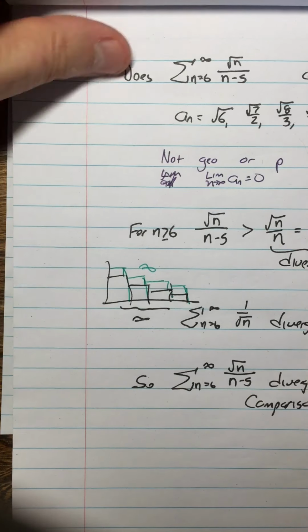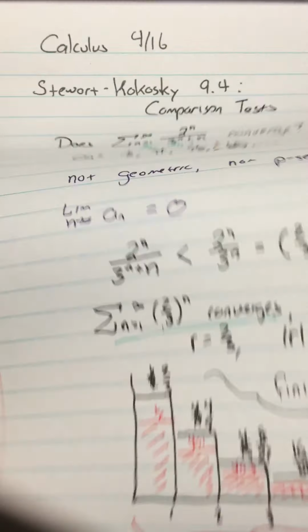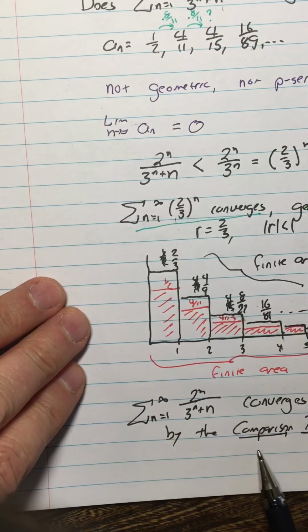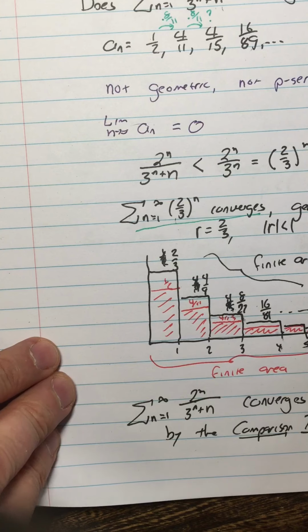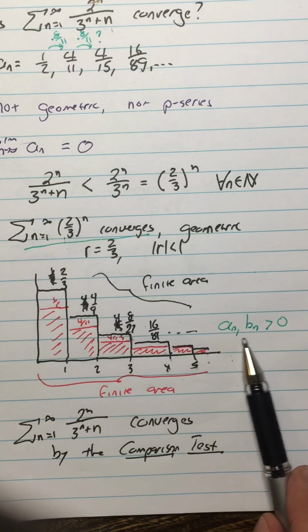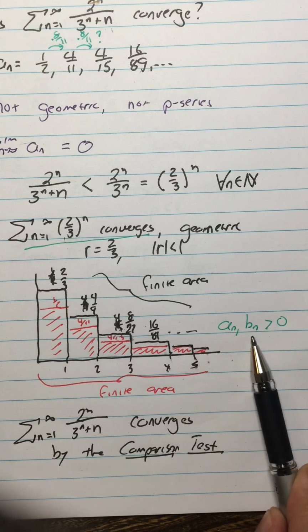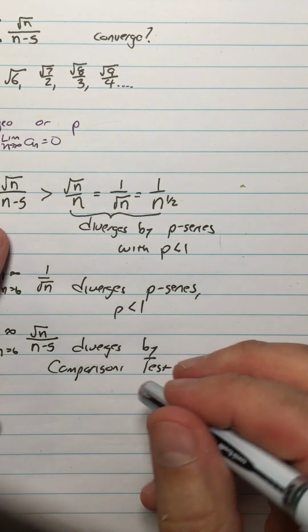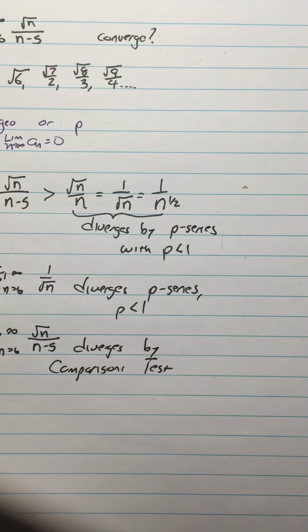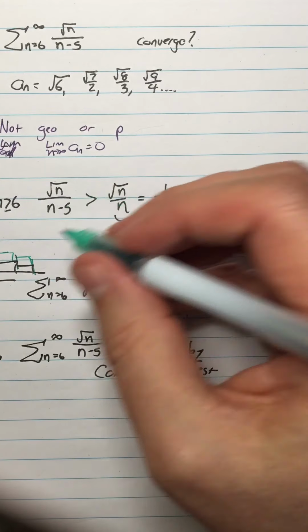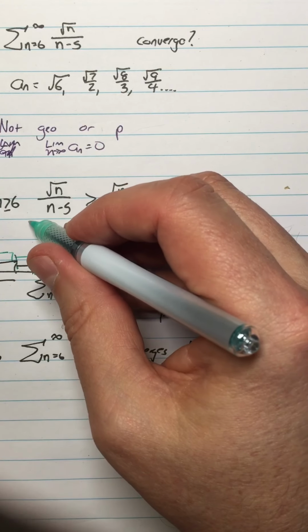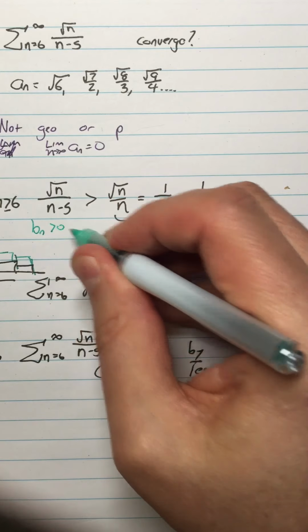And here's what it comes down to with this comparison test that we're using. Noting that the terms of both series have to be positive. And that's the case here, as long as n is greater than or equal to 6, this sequence, which you're going to call b sub n, is positive.